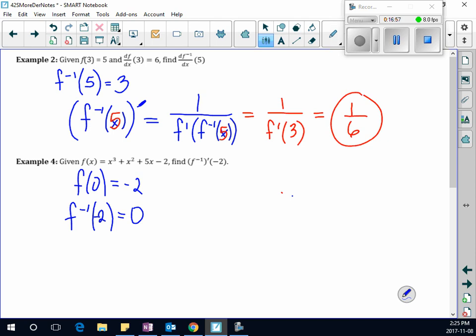Essentially, for the inverse of the normal function, the x's and the y's switch, right? The input becomes the output and the output becomes the input. We're good with that? Okay.